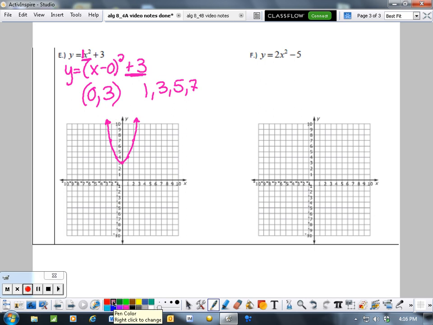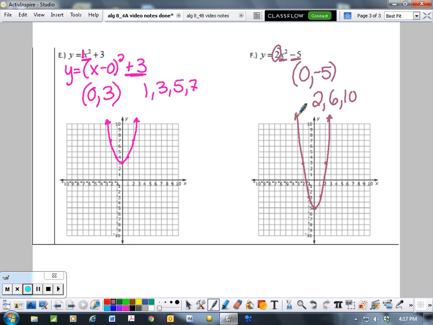On our next problem, again, there's no parentheses, which means that we have no x value of our vertex, but we do have a y value of our vertex. So we're going to be at 0, negative 5. And then our a is 2. So 1 times 2, 3 times 2, 5 times 2. And then we go ahead and graph. So up 2 over 1, both directions. Up 6 over 1, and then up 10, which we run out of room. And there's our graph.